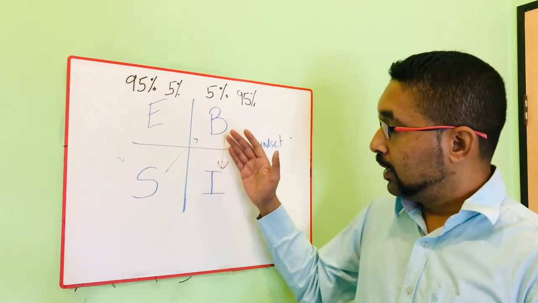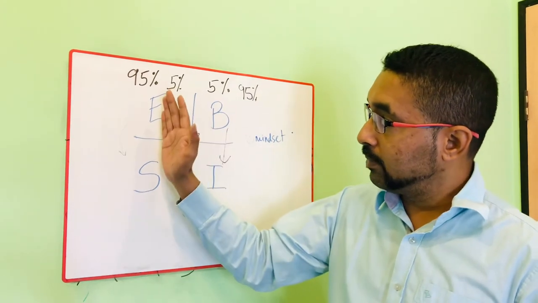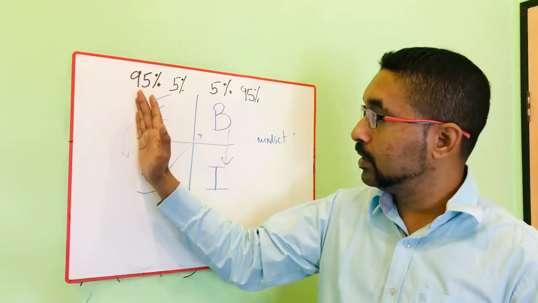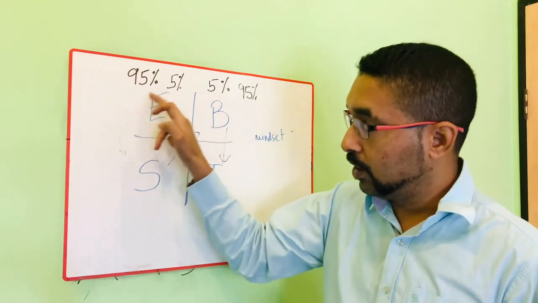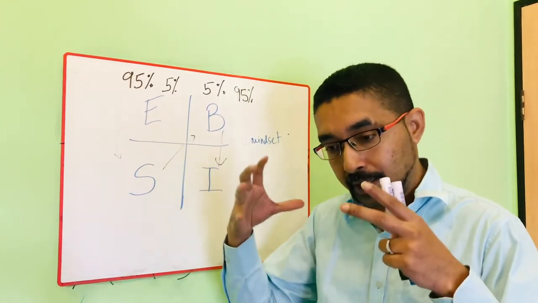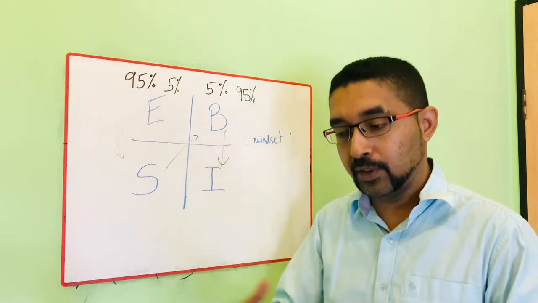So, what we will suggest is change your mindset from the 95% of the population to the 5% of the population. We all start with the employee because we all need a stable job to make the money to survive in your normal living.